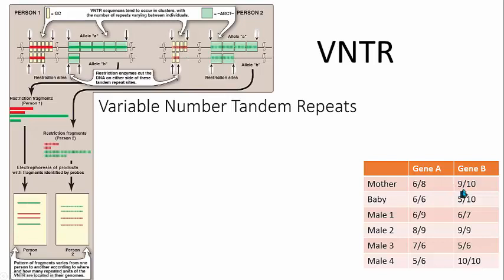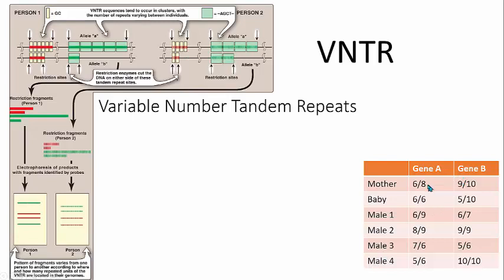She has 9 repeats in one of her gene B alleles or 10 repeats in the other gene B allele. So to prove that the baby is hers, she must have exactly the same number of repeats as the baby. So she probably gave her 6 allele to this baby, and she probably gave her 10 allele in gene B to the baby.